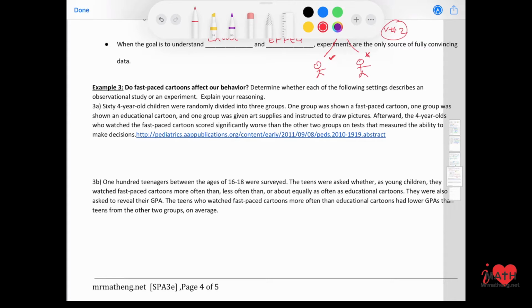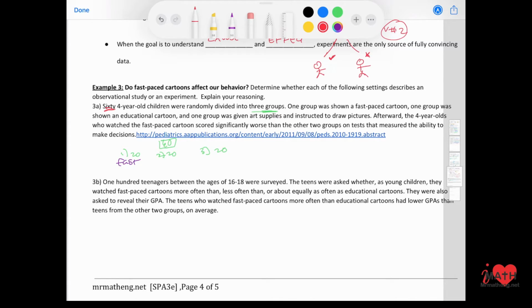Example number 3. Do fast-paced cartoons affect our behavior? Determine whether each of the following settings describes an observational study or an experiment. Explain your reason. 3A. 60 four-year-old children were randomly divided into 3 groups. One group was shown a fast pace. As I do this, I'm going to break this up as a visual. I'm going to create a flow chart. Super, super helpful to understand the problem. There are 60 of them, and they are divided into 3 groups. So 20, 20, and 20. In each of these groups, this was the fast-paced.